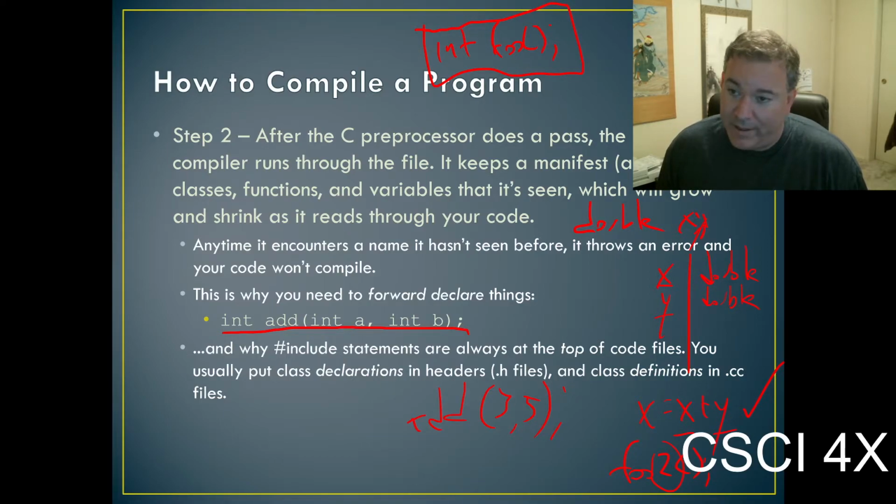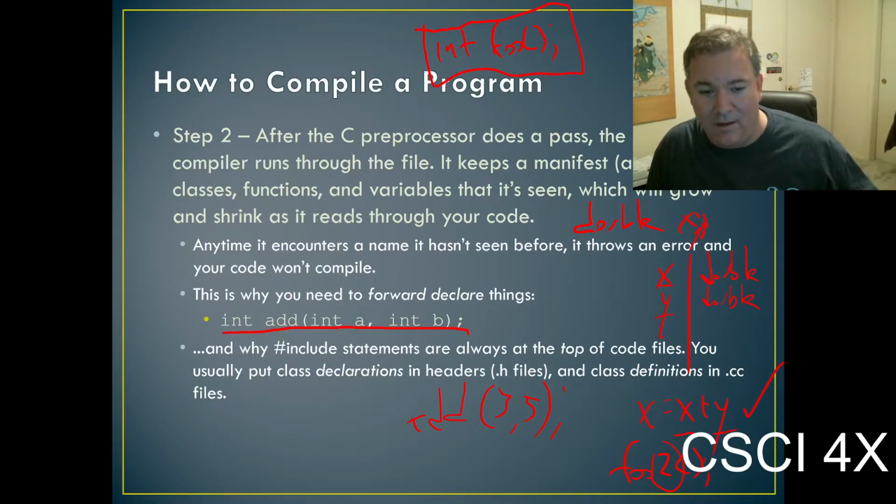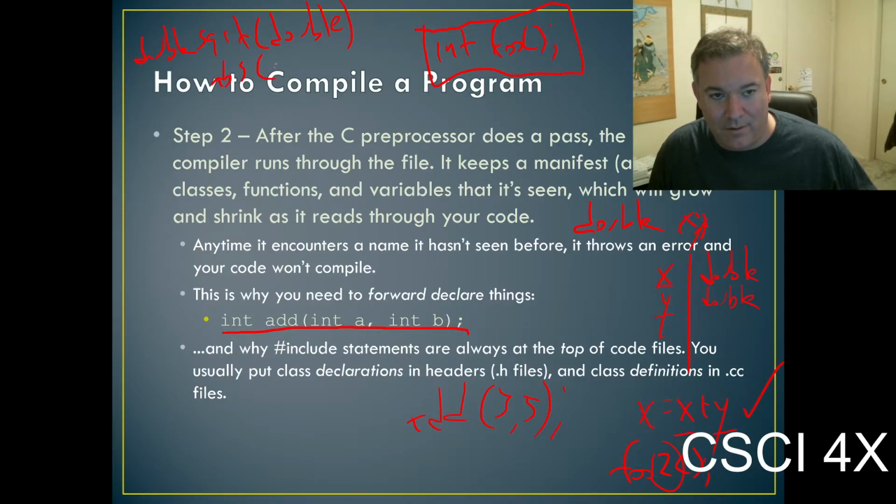And that's why we always put hashtag includes at the top of a file. That's because that brings in all of these function prototypes. So the CMath library is going to have square root, double, and absolute value. There's probably different overloads for int, absolute value, double.